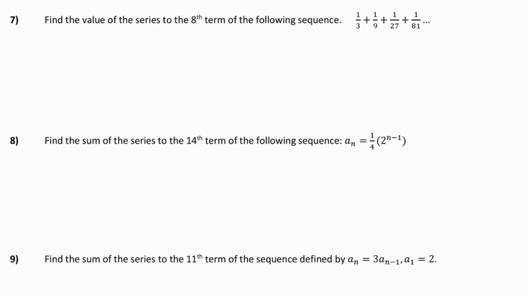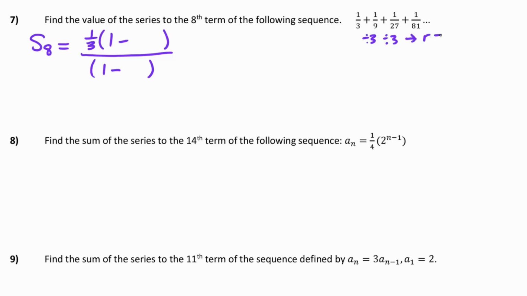Let's try 7. We need to find the value of the series to the 8th term, so that will be S8, for the following sequence: 1/3 plus 1/9 plus 1/27 plus 1 over 81. So the pieces I'm adding get progressively smaller. To start off, I'm putting 1/3 as my A1 value. I'll make my 2 sets of parentheses down below, 1 subtracting, and then I just need to figure out R. Because I'm getting smaller and smaller, I am dividing by a certain amount. Each one of these is divided by 3, so that would be a common ratio of 1/3.